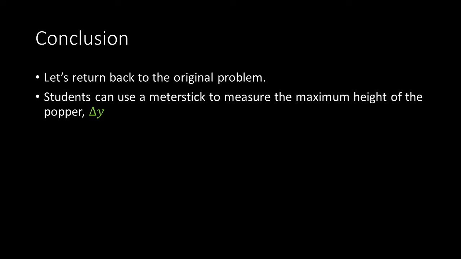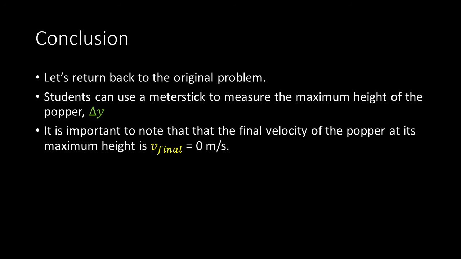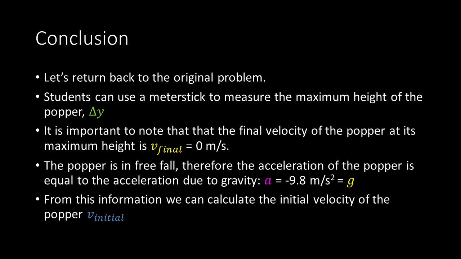Students can use a meter stick to measure the maximum height of the popper, delta y. We can also state that the final velocity of the popper at its maximum height is 0 meters per second. Also, the popper is in free fall. Therefore, the acceleration of the popper is equal to the acceleration due to gravity. So a is equal to negative 9.8 meters per second squared, which is equal to g. From this information, we can calculate the initial velocity of the popper, v initial.